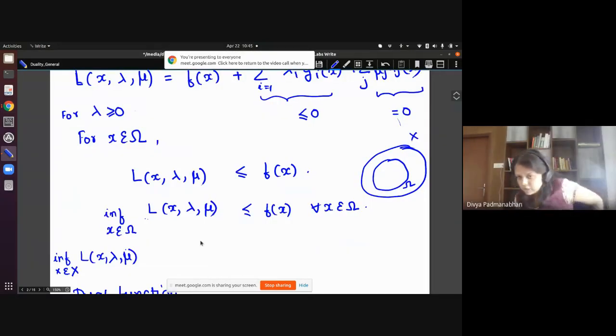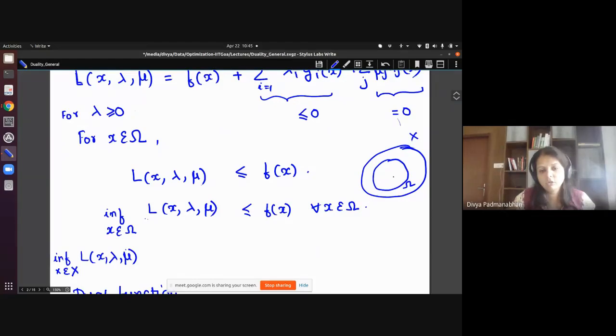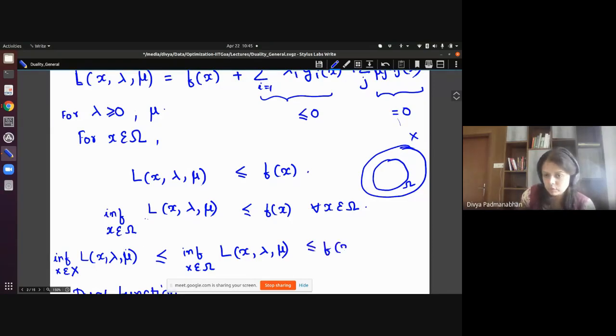So this is a function, and lambda and mu are fixed. Lambda is greater than or equal to 0, and mu is also fixed. You're trying to find a minimum over x in omega. On the other hand, you're taking a larger set, capital X. The minimum over the larger set is always going to be less than or equal to the minimum computed over a smaller set. Do you agree? That's true, right? A larger set means you have more options, so there is a possibility you'll do even better in terms of the minimum. So this relation also holds true.